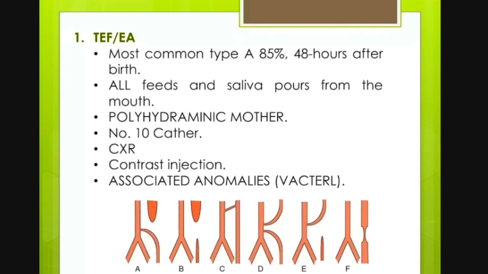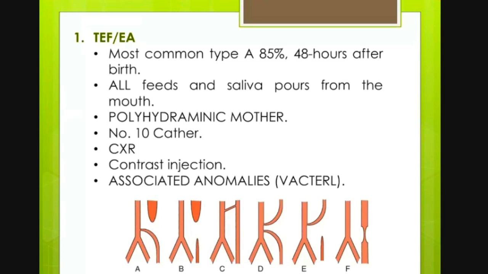Why is the chest X-ray important? Because we want to see if there is gas in the abdomen. In the abdomen, there is always gas in the fundus of the stomach. This is very important to diagnose whether there is a communication to the trachea or not. Because if there is no communication with the trachea, there is a blind distal part, and there is no gas in the abdomen.